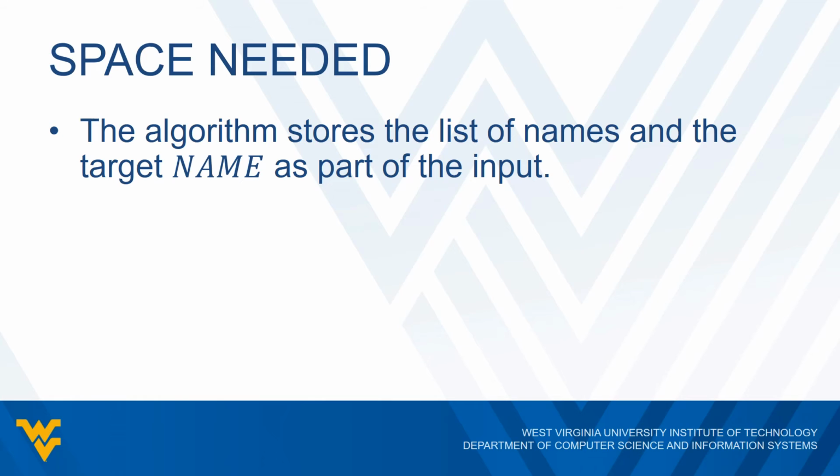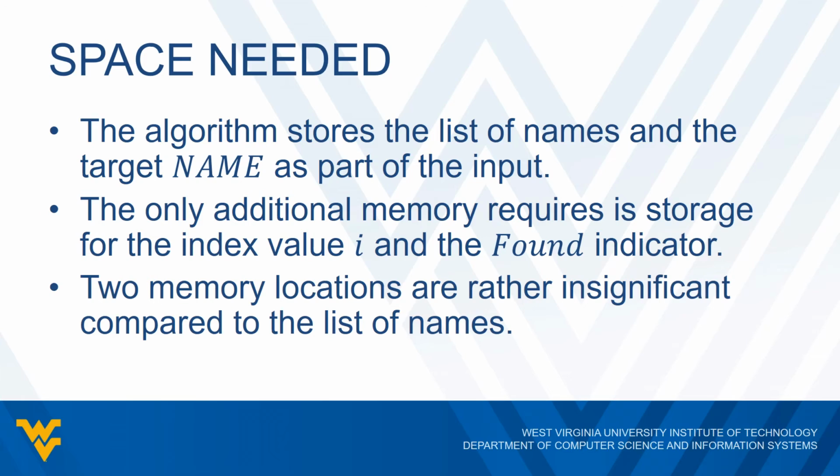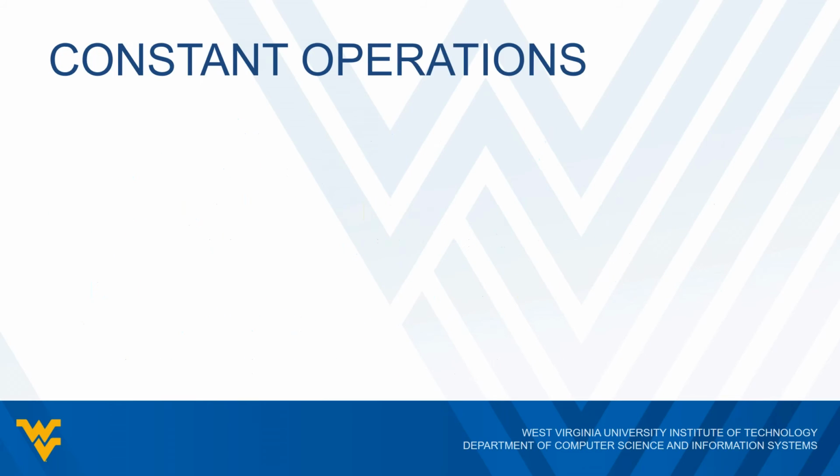So for analyzing the space, we need to look at how much additional space we need for our algorithm. Well, in this case, all we need is just some space to store the value of I and some space to store the value of found. So we really just need two memory locations. And when we compare that with the list of names, which could be very, very large, this is very insignificant, just two memory locations. So we can say that sequential search is very, very efficient in terms of space because we just need a very small amount of additional memory on top of the size of the input.